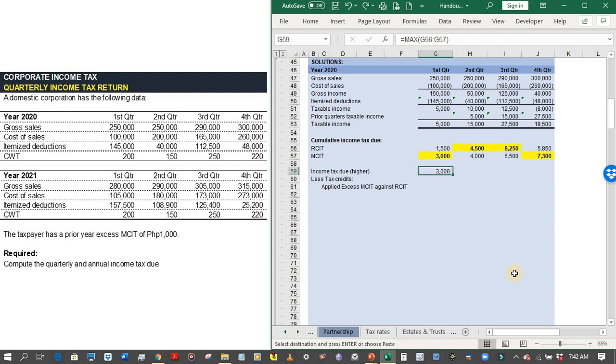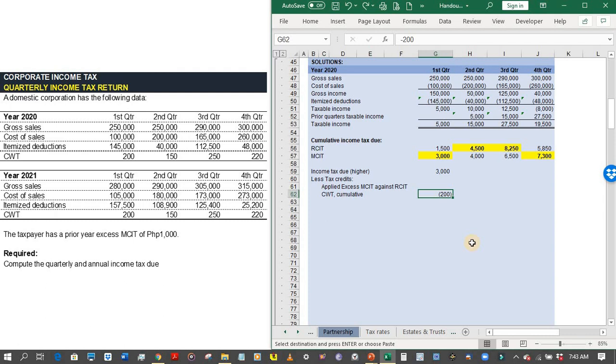The next tax credit would be the CWT. And since the RCIT and MCIT are computed on a cumulative basis, of course, our CWT must also be cumulative. And CWT is the creditable withholding tax. Then for the first quarter, our CWT is 200 pesos. So we can deduct the 200 pesos CWT from the 3,000 pesos.